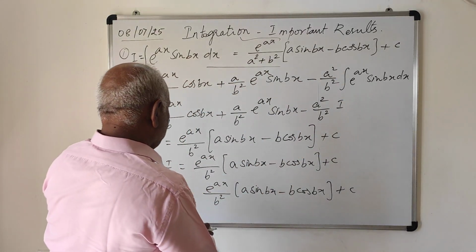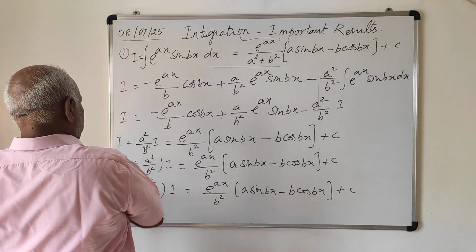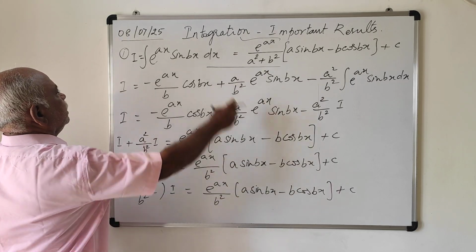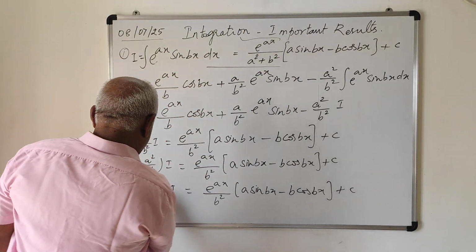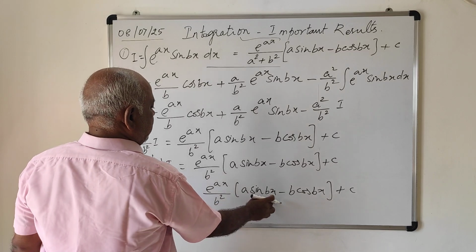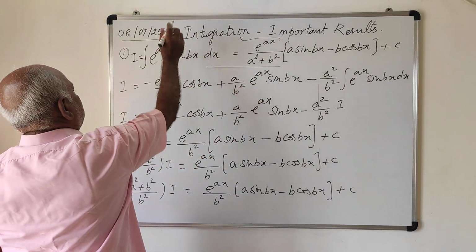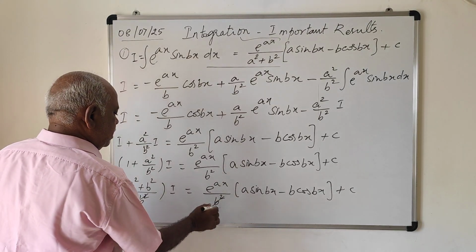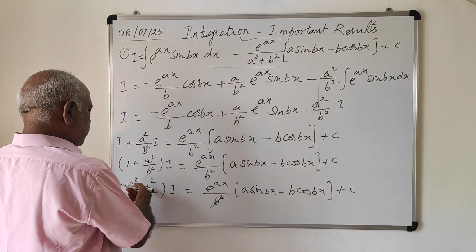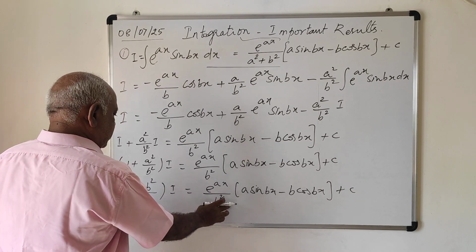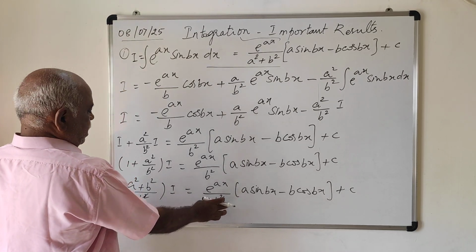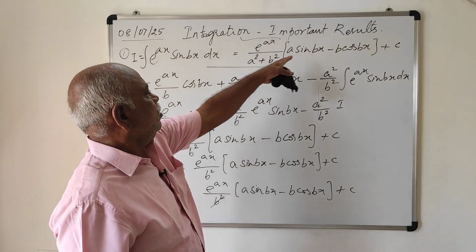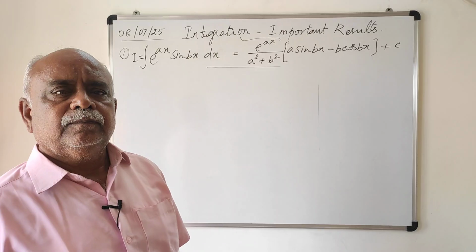So from this step, we will get the result, cancelling b square on both sides, you will get I equal to e power ax by a square plus b square into a sin bx minus b cos bx. That's our result. Okay? So from this, if you cancel b square on both sides and you bring a square plus b square from the left hand side to the right, it becomes the denominator of the right hand side. That is I equal to e power ax by a square plus b square into a sin bx minus b cos bx. That's our result. Okay?